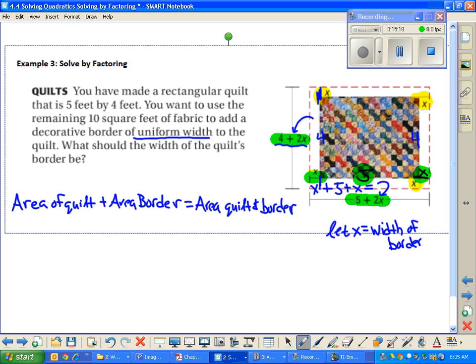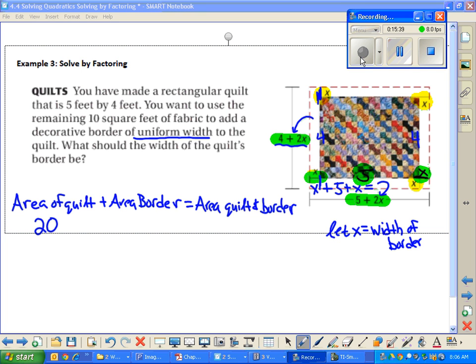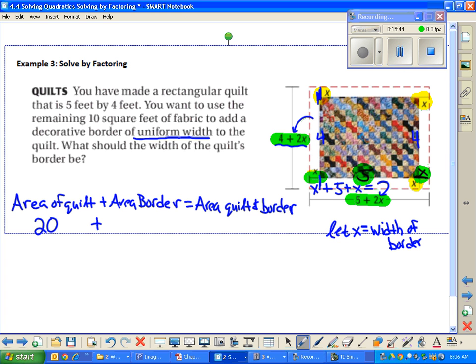So the area of the quilt is probably something that's not too hard to find, because the quilt was originally 4 by 5. So if you think about that, 4 by 5, that's just 20. The area of the border is something that they give us. You want the area of that border to be 10 square feet, because that's how much fabric you have. And then we have to think about the area of this whole thing right here.